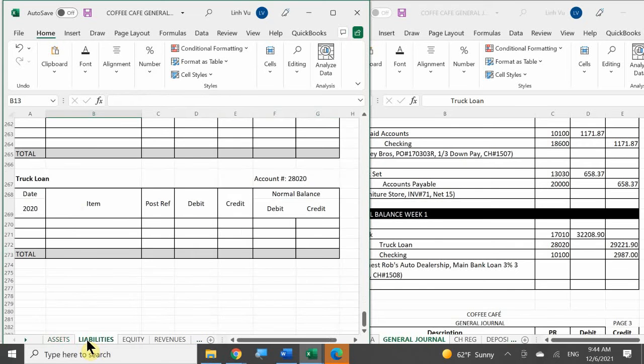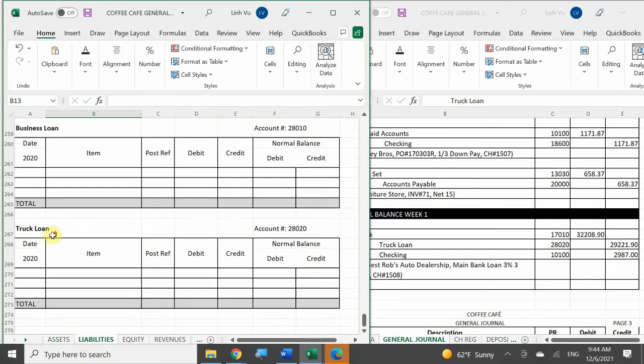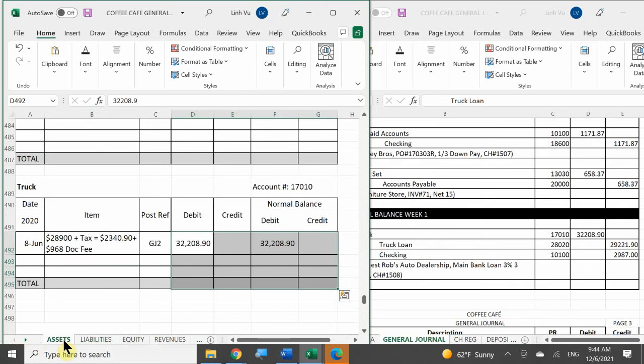We did a truck loan. So here we are, last page at the bottom here, my liabilities. When we put on the assets for the truck, did we debit or credit? Okay, it's debit.